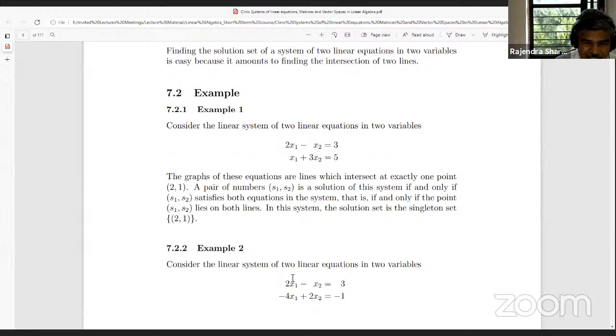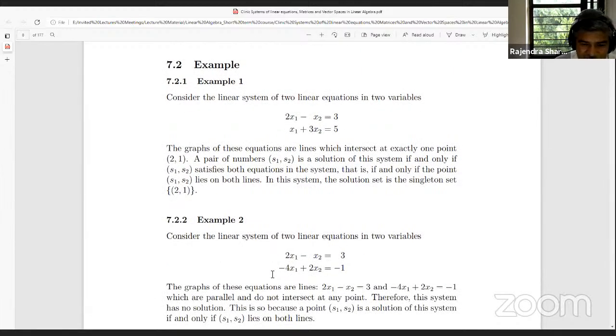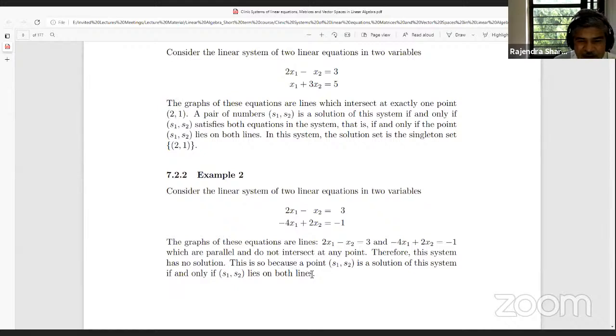Another example, let us take 2x1 minus x2 is 3, the same equation as here, and the second equation is replaced by minus 4x1 plus 2x2 equals minus 1. The graphs of these two equations are these lines, 2x1 minus x2 minus 3 equal to 0 and minus 4x1 plus 2x2 equal to minus 1. Now these lines are parallel and do not intersect at any point. Therefore, this system has no solution.